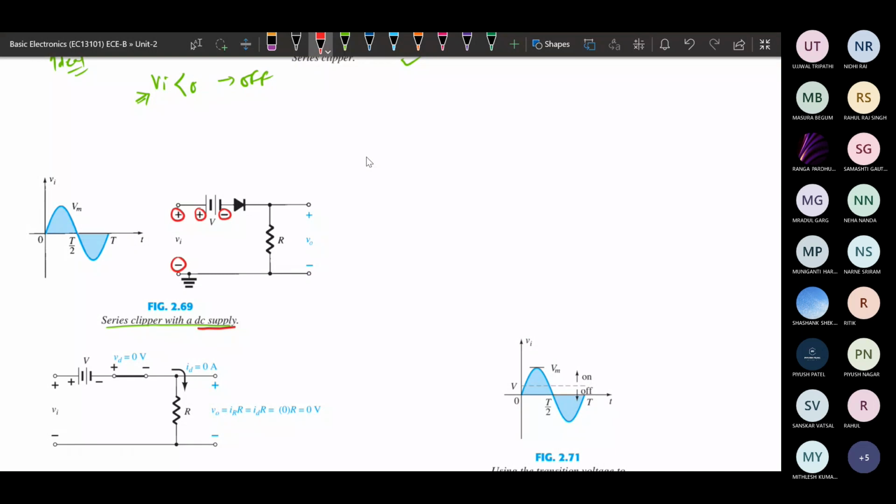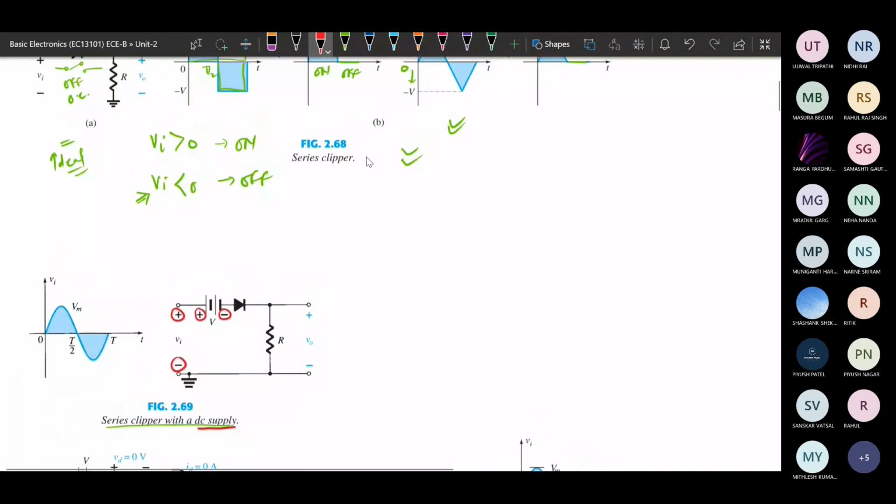So if it is in the opposite direction, suppose this is the input waveform. In this case, our main motive is basically to find out whether the diode is forward biased or not. If it is forward biased, it will behave like a short circuit, and with respect to that we will get the output. If it is an open circuit, the current flowing will be 0, and then the output will be 0.